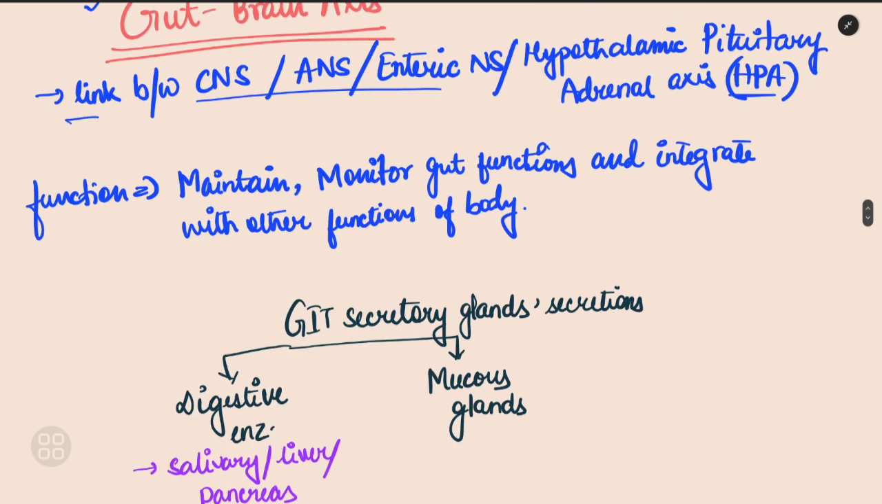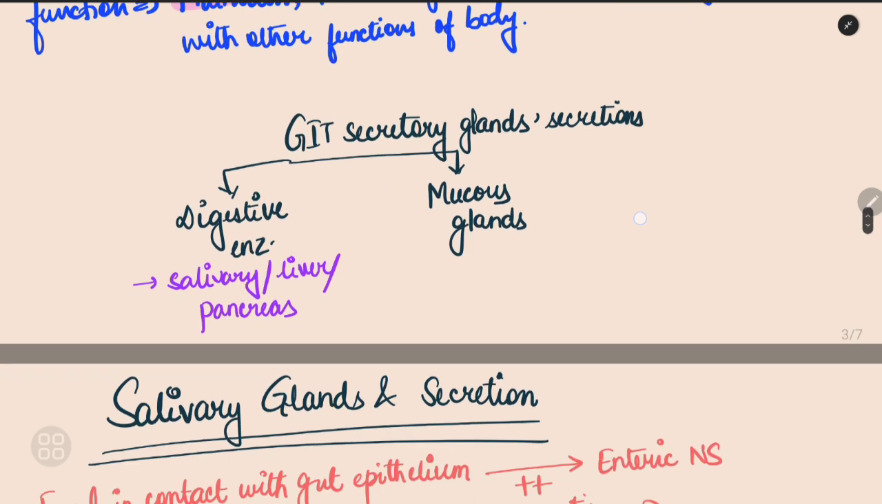What is the function of the gut-brain axis? Mainly to maintain and monitor, because of course there should be an intervention. When we have a separate enteric system it's good, but there is an intervention of the CNS. So it is to maintain and monitor the gut functions and integrate them with other functions of the body.